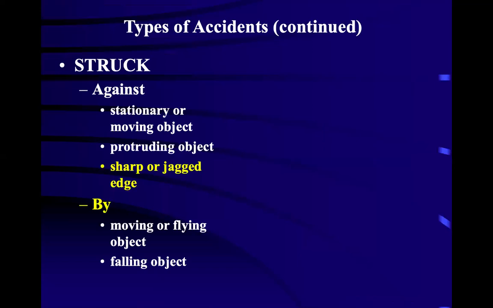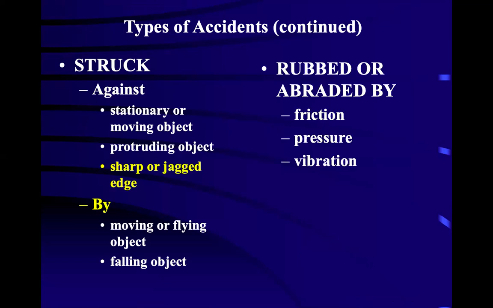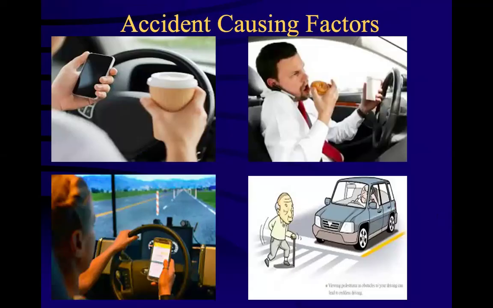Now, you can also be struck against a moving or stationary object. You can also be struck by a moving or flying object, or you can also be struck by a falling object. Sometimes you can also be rubbed or abraded by friction, pressure, and vibration, and all of this would cause injury to you. So the next point I want to talk about is, what are the causes of accidents?